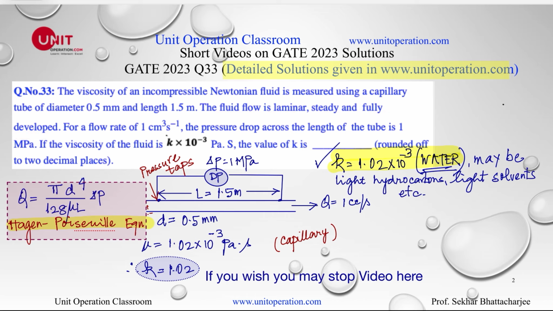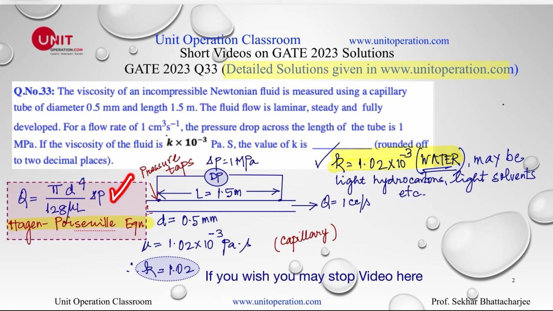So these are all hinting towards one equation, which we all know is Hagen-Poiseuille's equation. Flow rate is given, and the pressure drop across the length of the tube. Let's say these are two pressure measuring points, with pressure being measured with a differential pressure transmitter, and this is 1 megapascal. All right, so we have to find the viscosity. Normally we put that as mu, but they are putting it as K. That's all right.